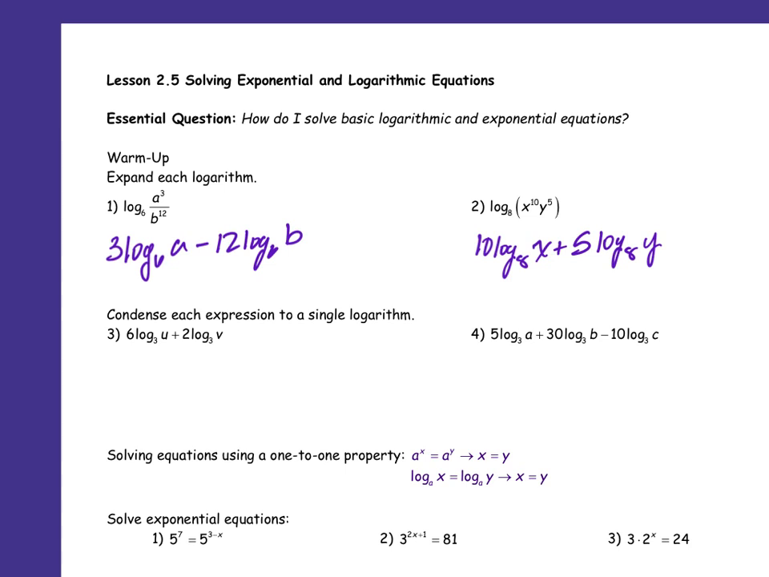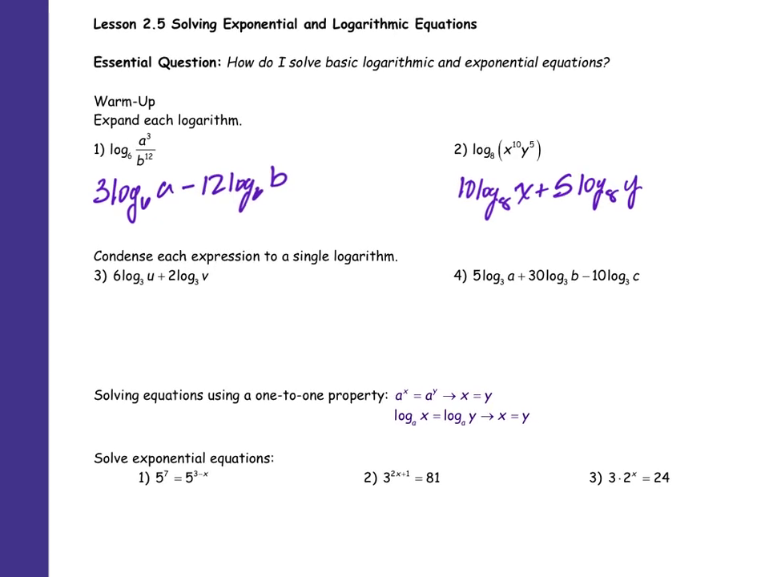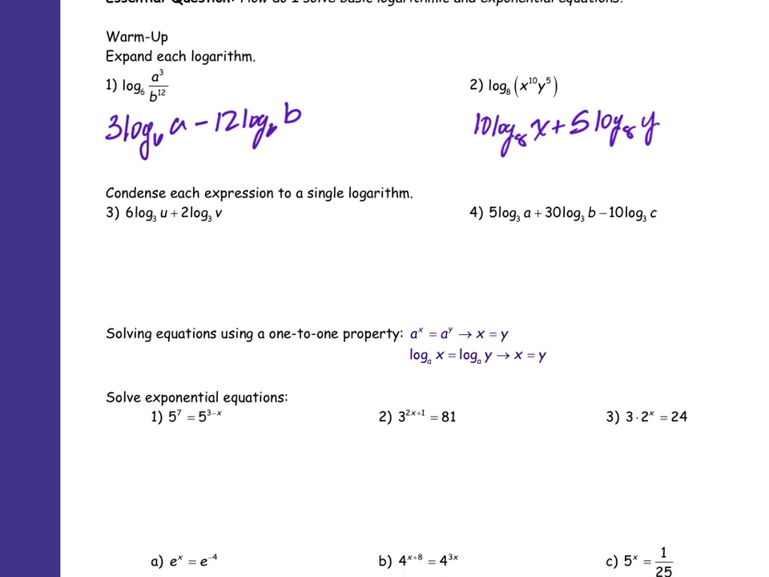And then condensing, let's see, I'm going to slide this up. Log base 3, and it's a plus sign, so I've got u to the 6 times v squared. Okay. And then the number 4 should be log base 3. We got a plus and a minus. So a to the 5th, b to the 30th, all over c to the 10th.